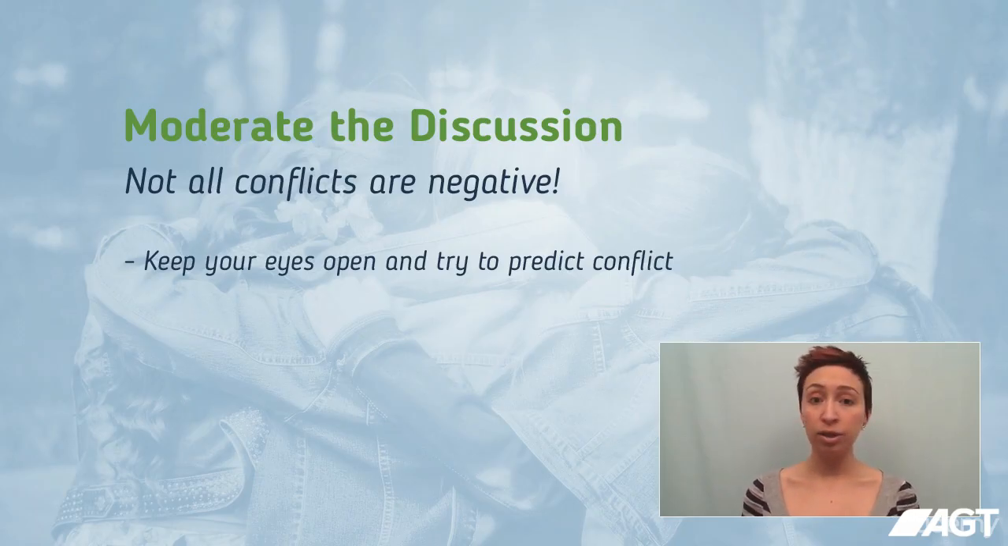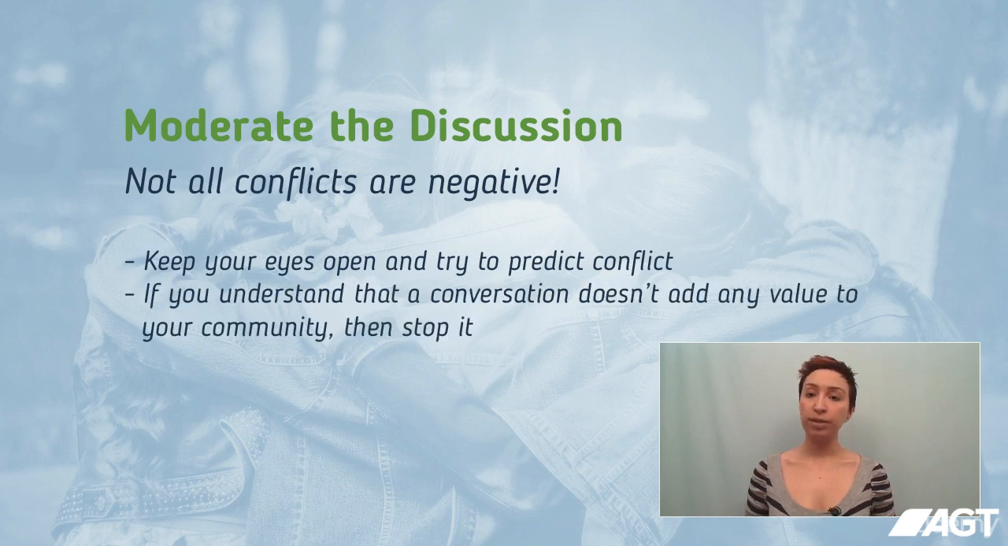When a disagreement actually starts, you can handle it in 4 different ways. Maybe you spot a conversation that might result in the conflict. However, it's a new type of conversation for you, so you cannot really tell how it's going to continue. So keep an eye on it and let it continue. As it goes on, evaluate the reasons why you should let it go on and the reasons why you shouldn't. If you understand that it doesn't add any value to your community, then stop it.